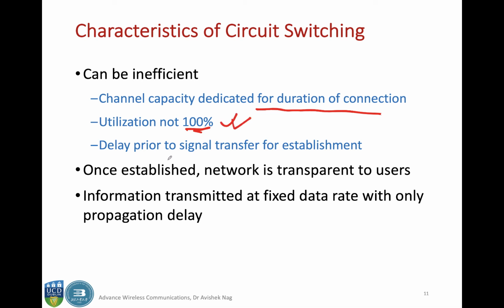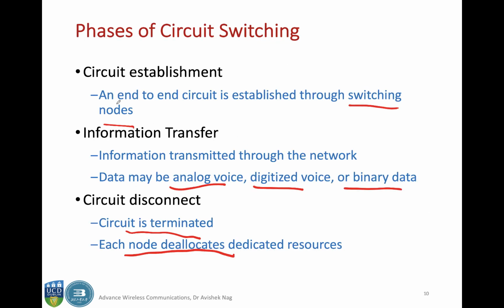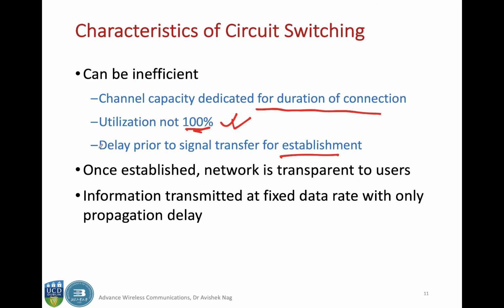And there is a delay prior to signal transfer for establishment. Before you actually start talking, the circuit establishment phase has to occur. As you saw, the first phase of circuit switching is circuit establishment, and this will take some time before you actually start talking or try to transfer the information. So that's why there is a delay prior to the signal transfer for establishment of the circuits.